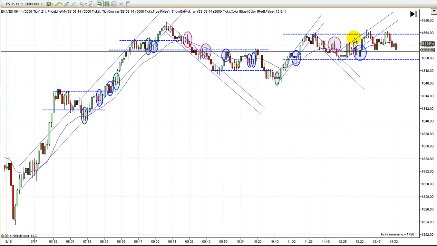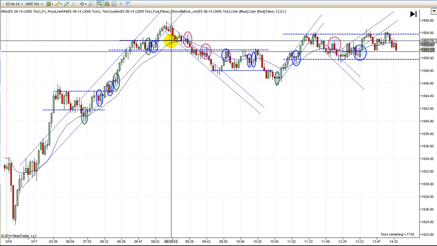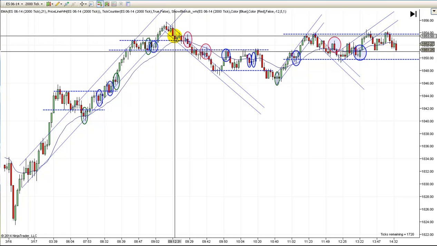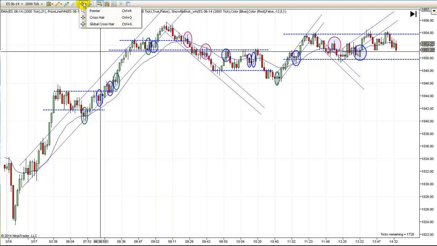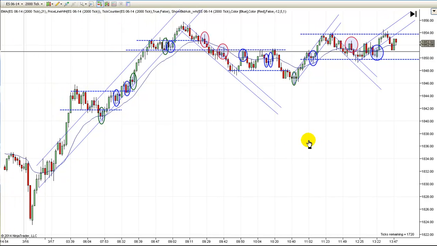We found a lot of resistance up here around this 18, it's really right across here. I just call it maybe the 1853 area. We just couldn't get much above that. But let's talk about the trades.